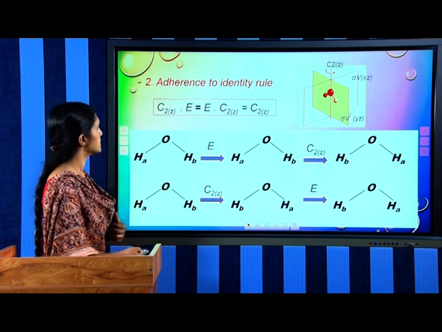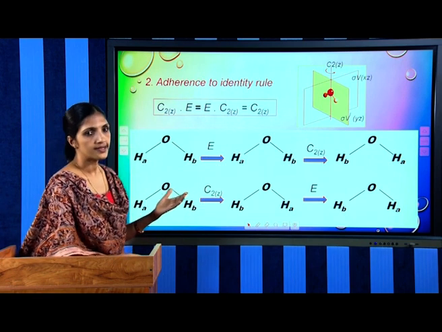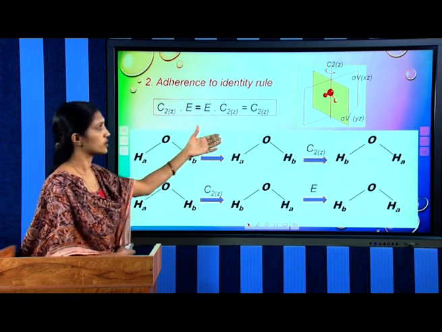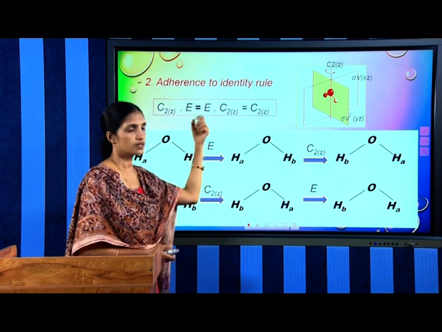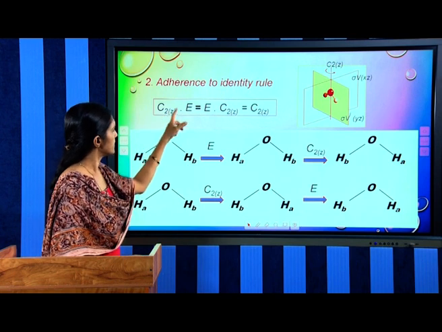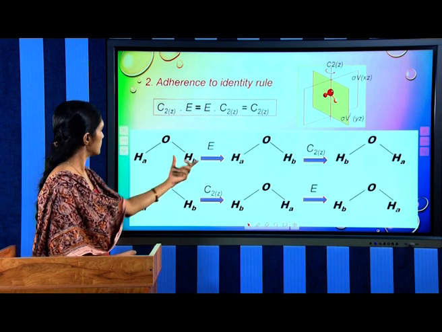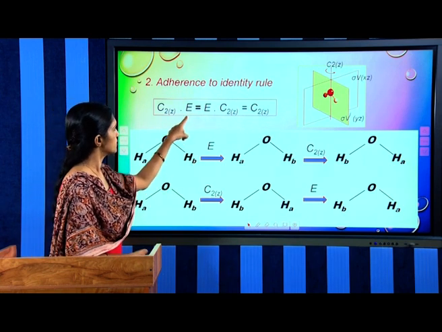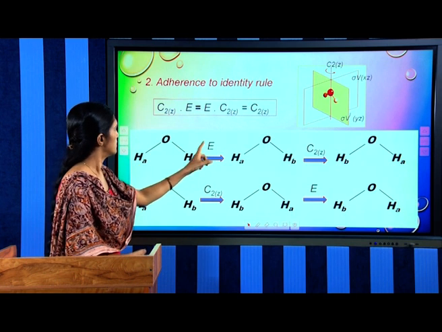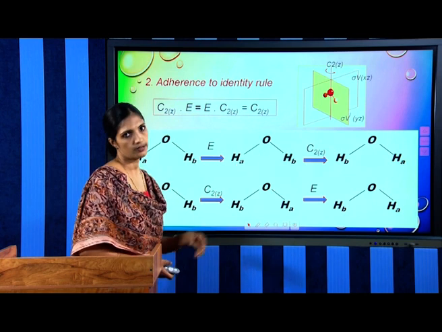The second one is adherence to the identity rule. Which is the identity rule? When an element is multiplied with its identity operation, it does nothing to the molecule, it repeats its original configuration. So, we are taking here C2z into E is equal to E into C2z is equal to C2z. So, we have to check first. Here we want to apply E first. E has to be performed first. So, upon acting E, it does nothing to the molecule and the same configuration repeats.